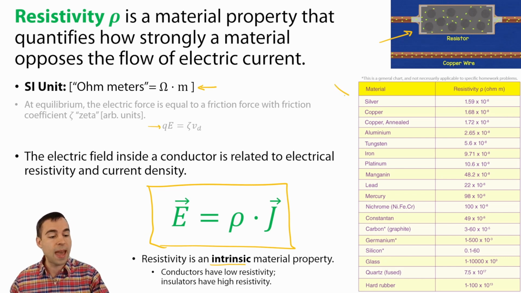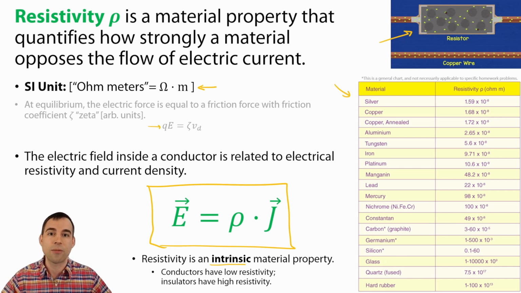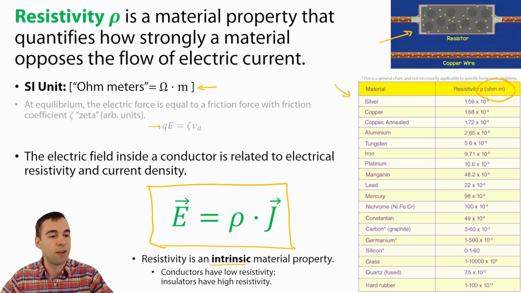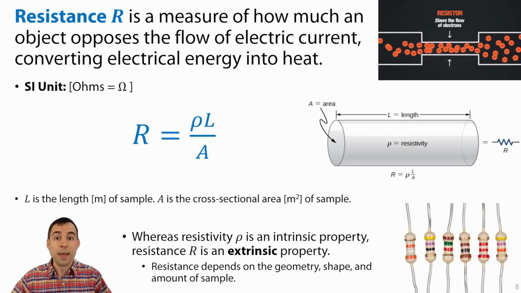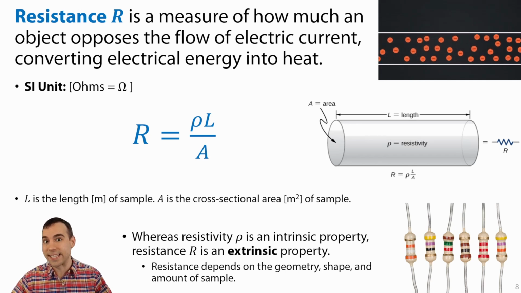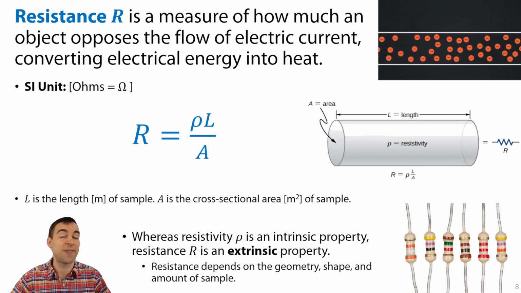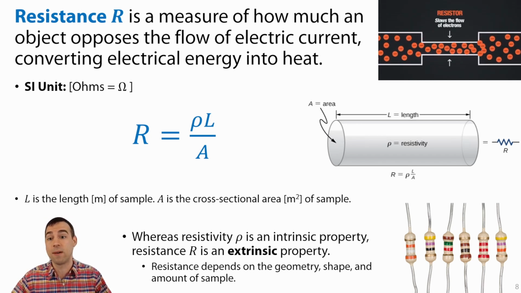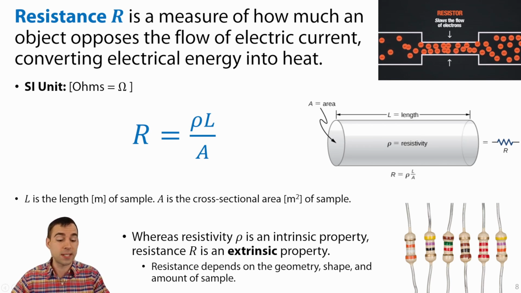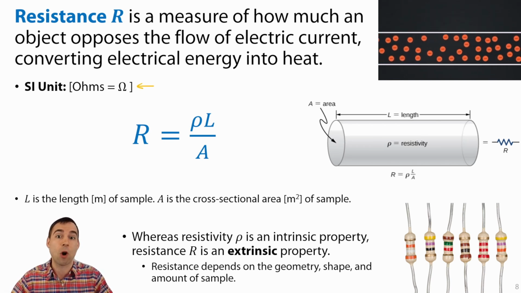And here are some common values for different materials and their electrical resistivity, which you will see is presented in units of ohm meters. This leads us to the electrical resistance R, which describes how much a specific sample opposes the flow of electric current. The resistance R is measured in the SI unit of ohms, which we use the Greek letter omega for.